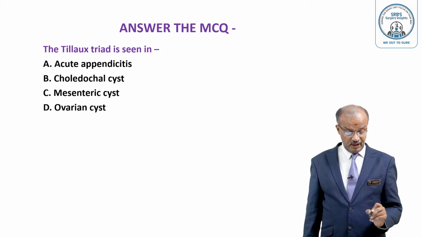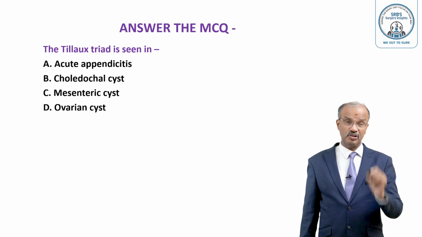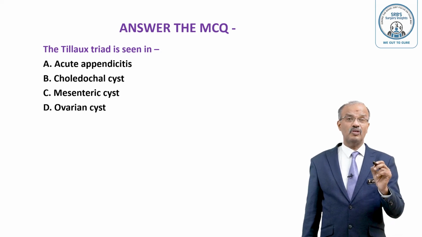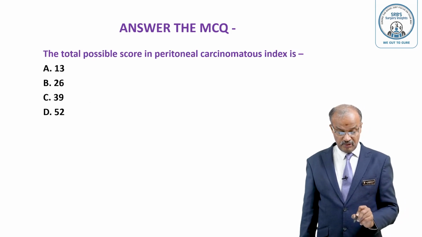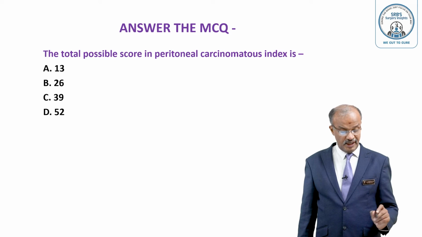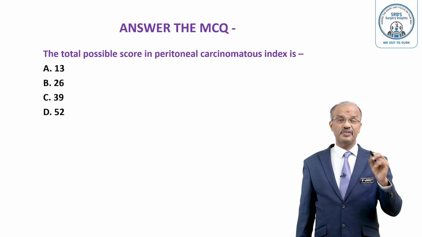Tillow's triad is seen in acute appendicitis, choledochal cyst, mesenteric cyst, ovary cyst. Put the right answer in the comment box. I'll get back to you. And another MCQ: the total possible score in the peritoneal carcinomatosis index is 13, 26, 39, or 52. Put it in the comment box. I will give the answer later.